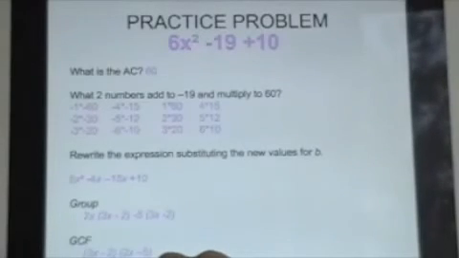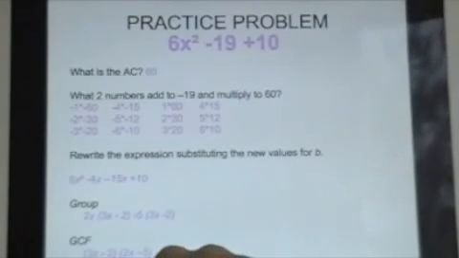Let's try this problem. 6x squared minus 19x plus 10. The AC is 60. Out of all of the factors of 60, the pair that adds up to B, negative 19, is negative 4 and negative 15. After grouping, you get 3x plus 2 times 2x minus 5. I get it!